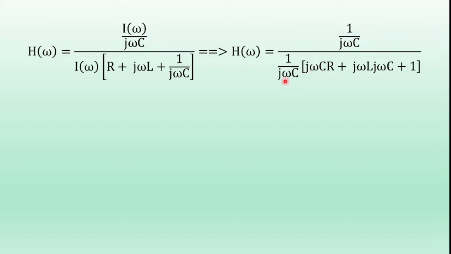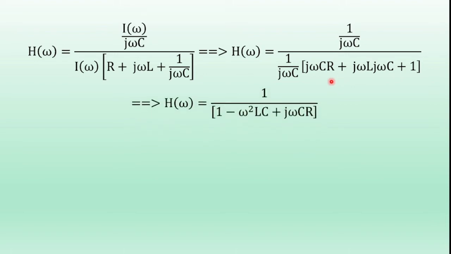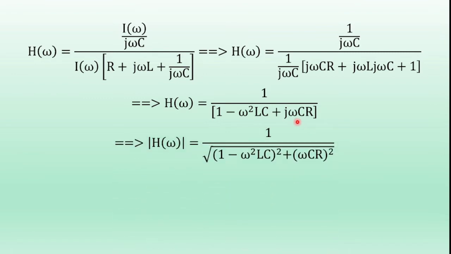In the denominator, taking the common 1 by j omega C, we have j omega C R plus j omega L into j omega C plus 1. The 1 by j omega C in numerator and denominator cancel, and the remaining term is 1 by 1 minus omega square LC, since j omega into j omega, j square, is minus 1. So H of omega is 1 by 1 minus omega square LC plus j omega CR. This is the system function of the series RLC circuit.